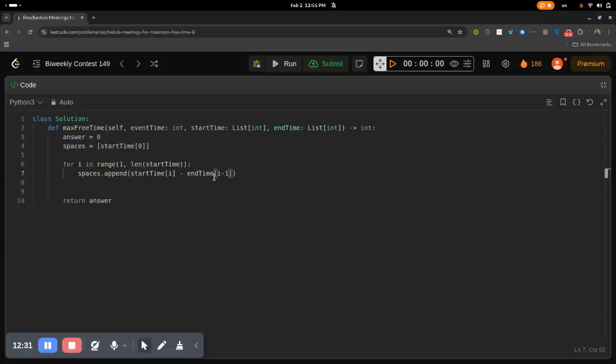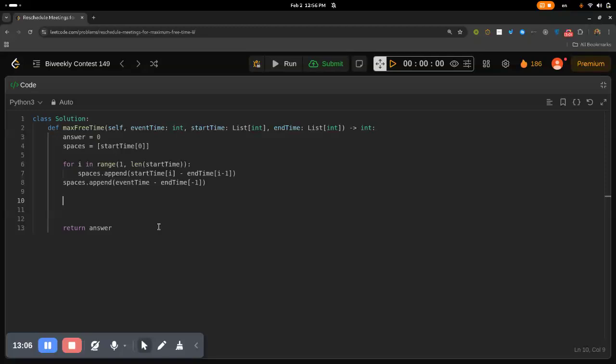So this will give us every free space we have, but we are only left with one free space at the end. And we can do that by saying it's actually event time minus end time, which is at the last. So we have all the free spaces, and as we said, we're going to keep the track from the left and from the right, right?